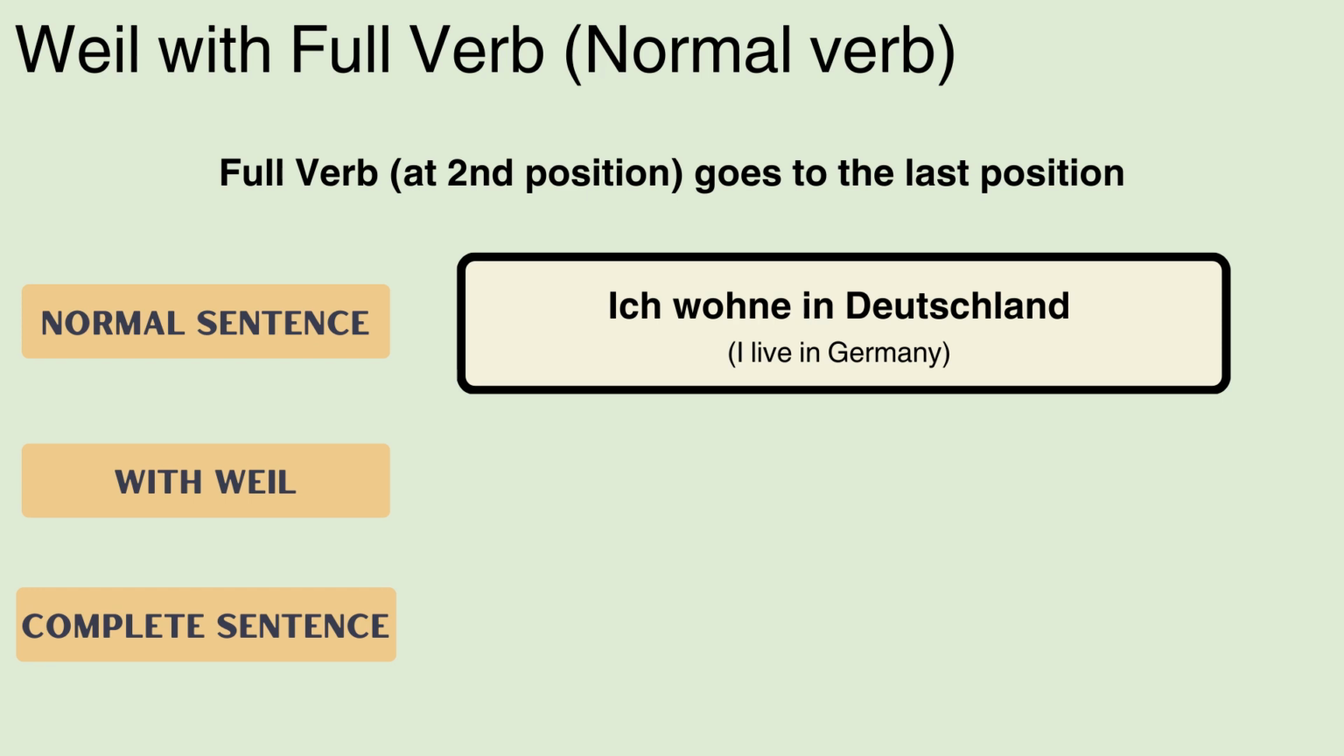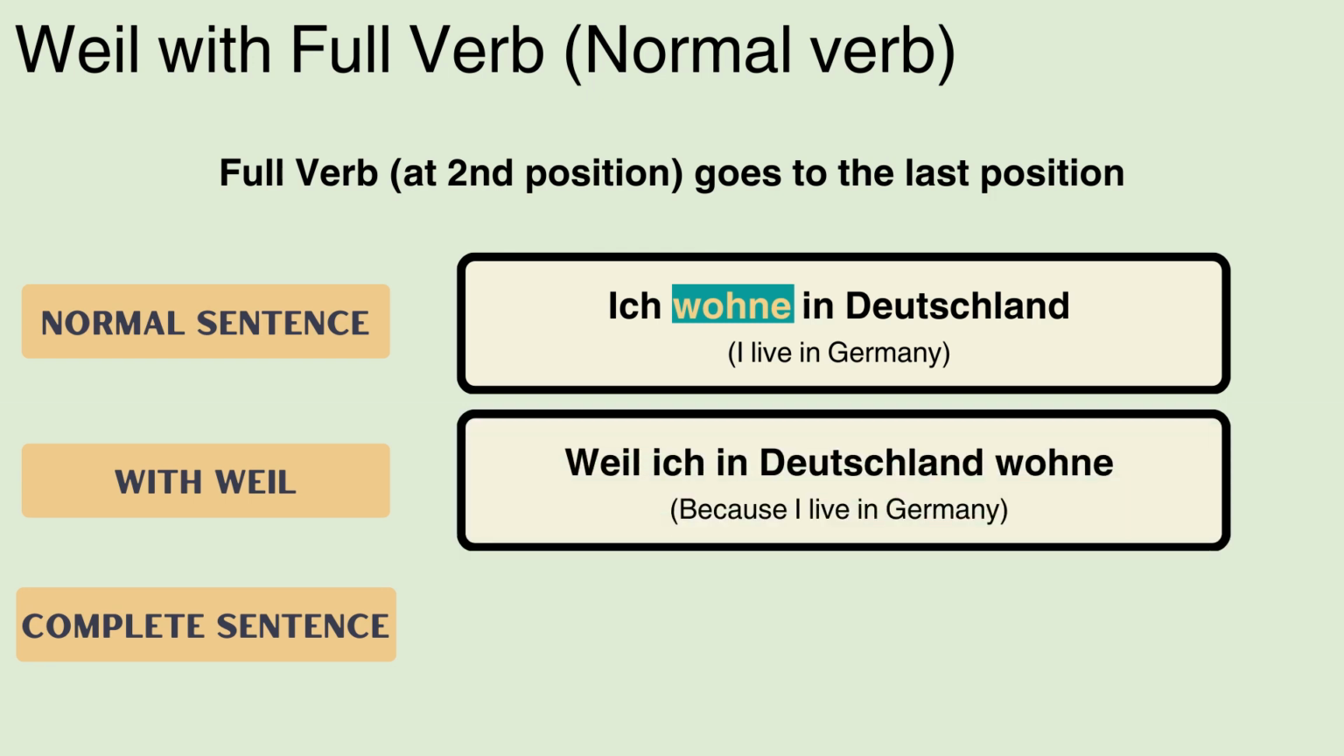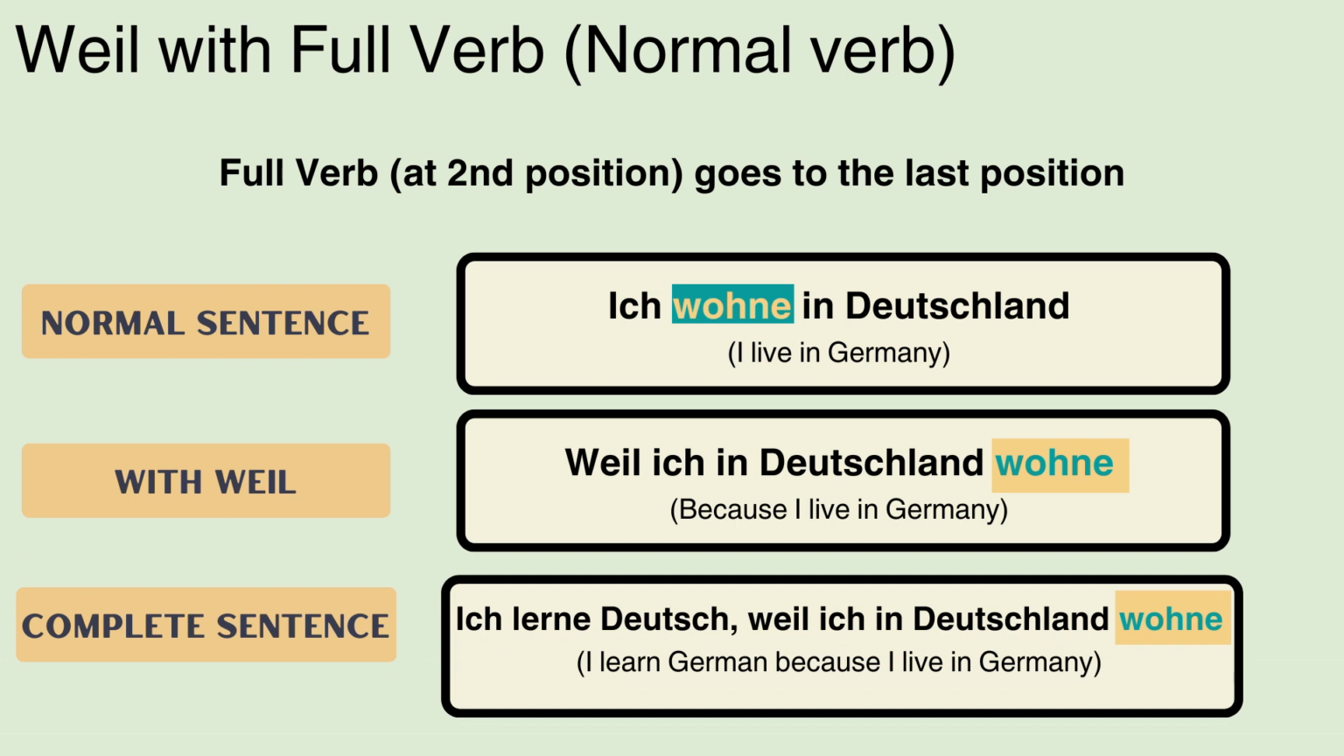Ich wohne in Deutschland. I live in Germany. This is the normal sentence. Now let's rewrite it using weil. Weil ich in Deutschland wohne, because I live in Germany. You see how the verb at the second position goes to the end, which in this case was wohne, to live. Now let's form a complete sentence. Ich lerne Deutsch, weil ich in Deutschland wohne. I learn German because I live in Germany. So in this sentence, we have the action and we also have the reason.